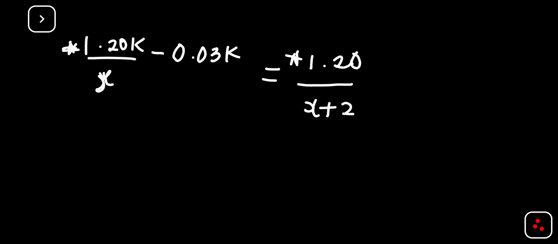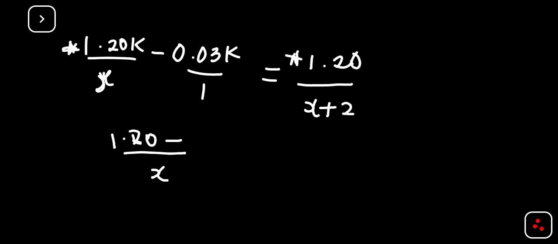Okay, so with this now, I'm going to be removing all these units later on. I'm going to find the LCM here. So I'm going to have X here as the LCM. The LCM of X and 1 is X. So X into X is 1 times 1.20 is 1.20.